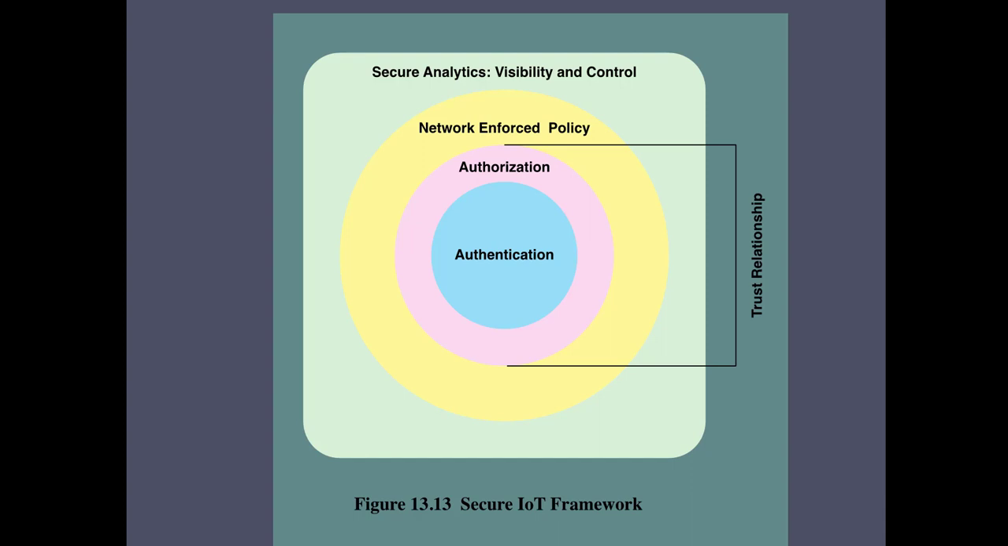And then after that, we have network enforced policy, and mainly these policies are given, for example, route and transport endpoint traffic security. So these policies must be enforced and we must make sure that they are there. The last thing is security analytics, visibility and control.